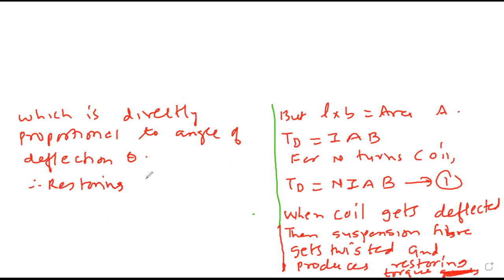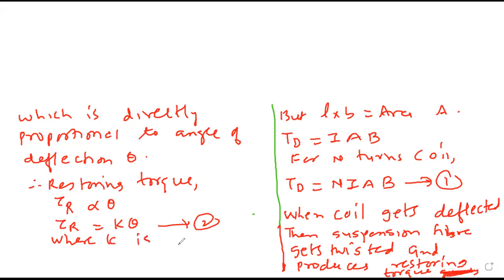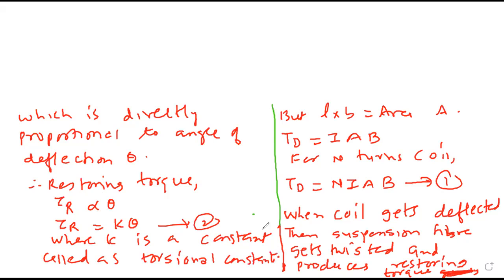Therefore, restoring torque, tau r proportional to theta. So tau r equals k theta, where k is a constant called torsional constant. Sometimes it is also called fiber constant. It is the restoring torque per unit angular displacement.